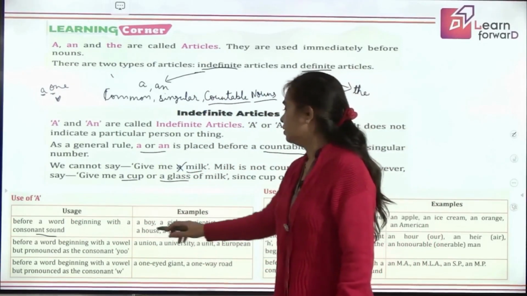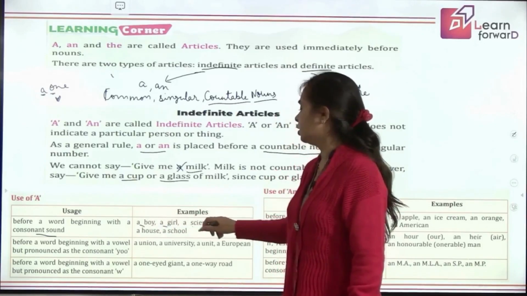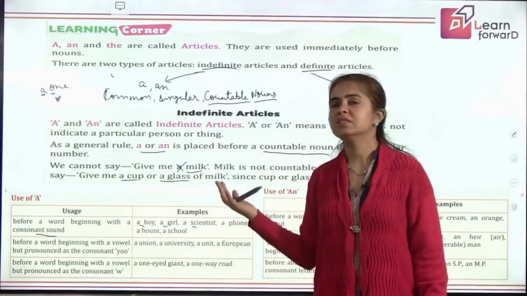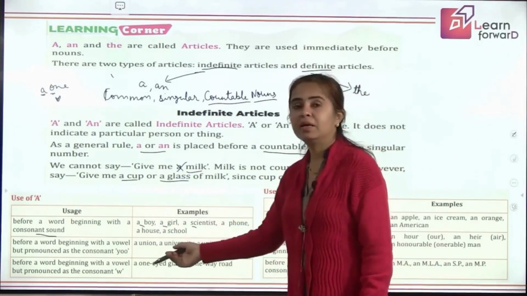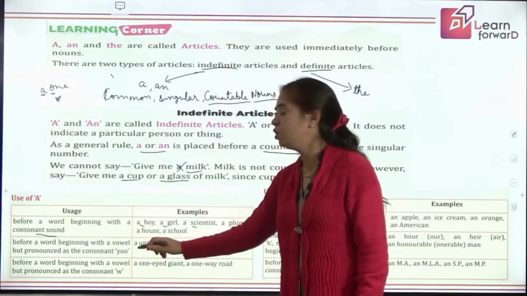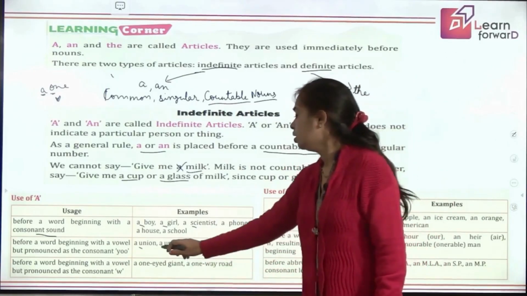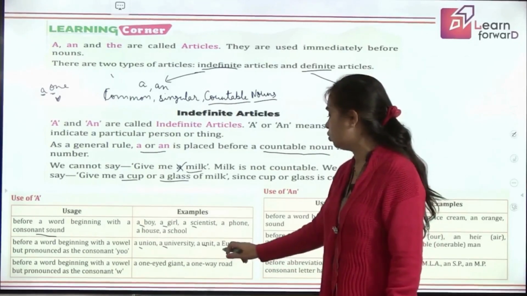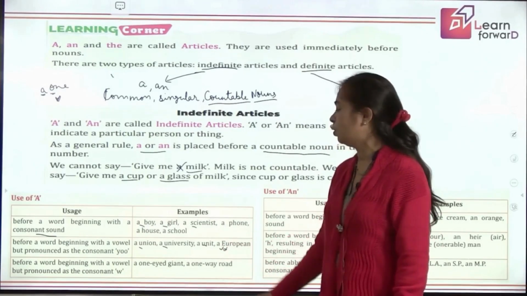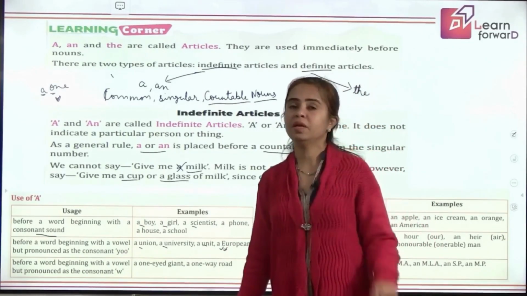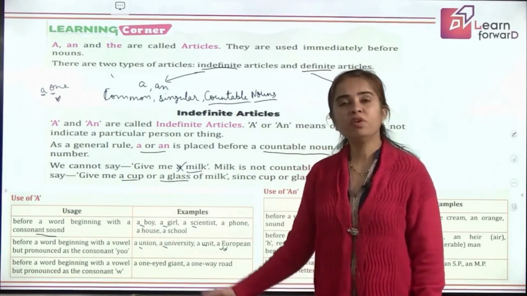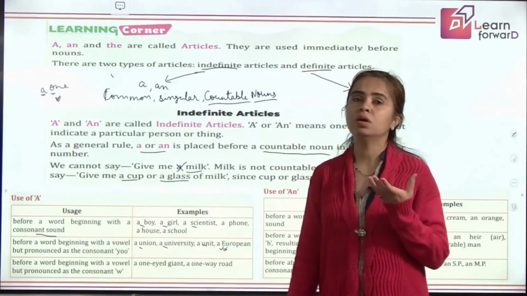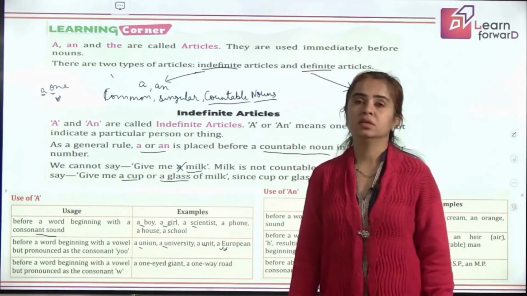And then, like the examples given, a boy, a girl, a scientist, these words are all starting with consonants and they are sounding like consonants. But if I talk about the words a union, a university, a unit, a European. Oh, look at this word, European. Not only one, just 2 letters in the beginning are vowels, but still we are using a. Why? Look at the pronunciation. What's the initial sound coming? It is y.